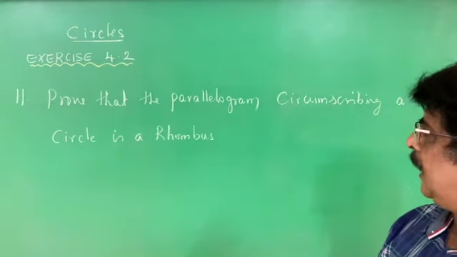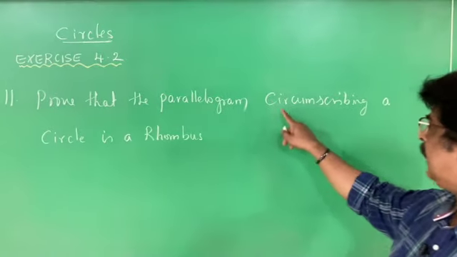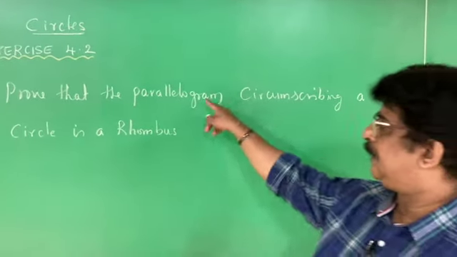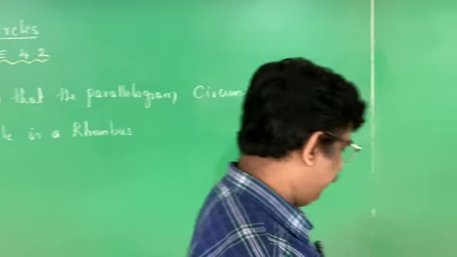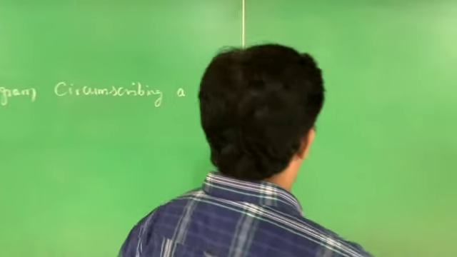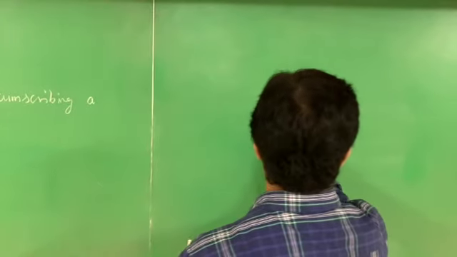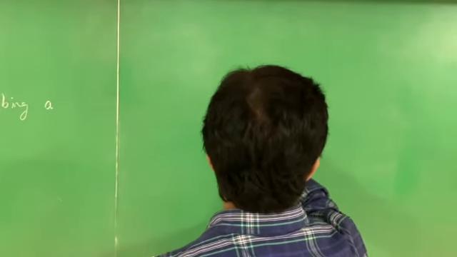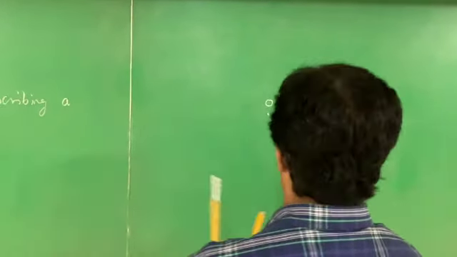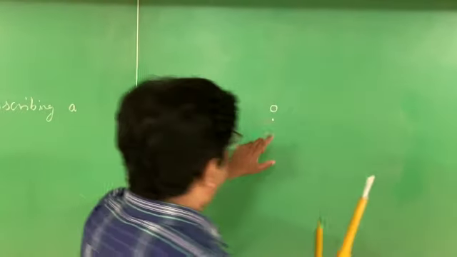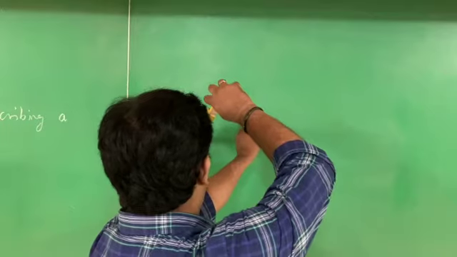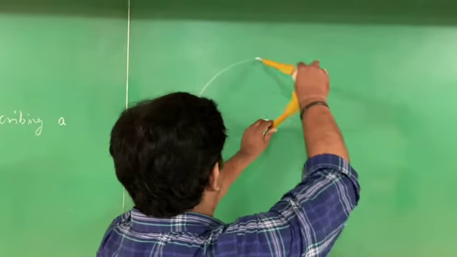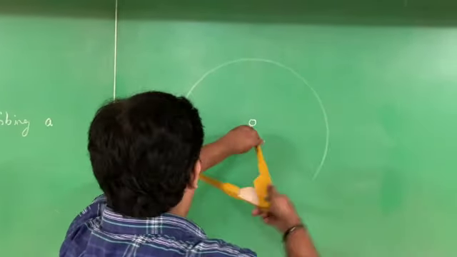Now we have to prove that if a parallelogram circumscribes a circle, then it should be a rhombus. That we have to prove, it is a rider. I start proving like this. The first thing is, I identify a circle. First I draw a circle. O is the center of the circle. I mark the fixed point and, with some convenient radius, I draw a circle.